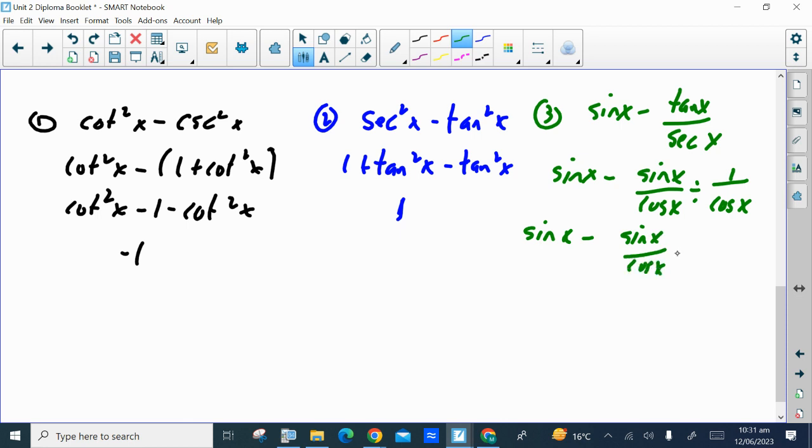To divide by a fraction, we multiply by the reciprocal, and then the cosine x's will cancel, and you're left with sine x minus sine x, which is 0. That's the value of that expression.